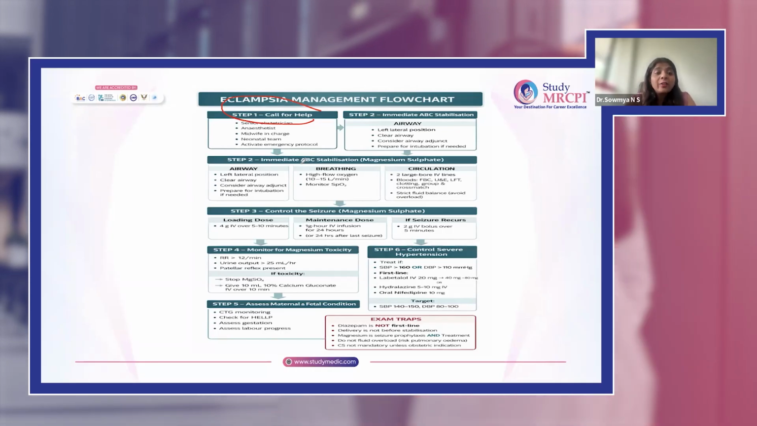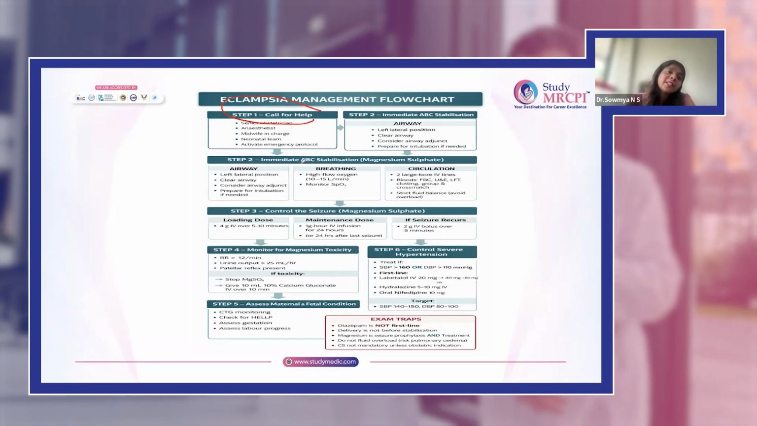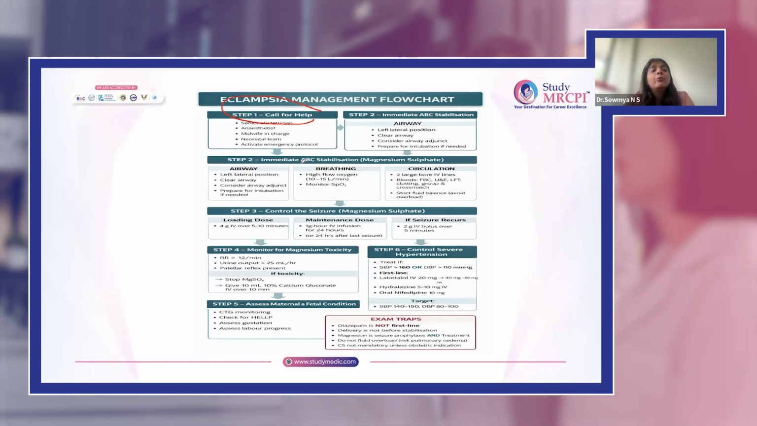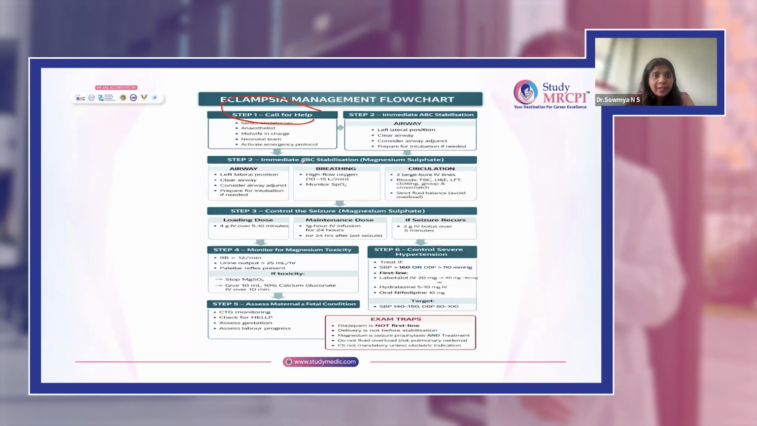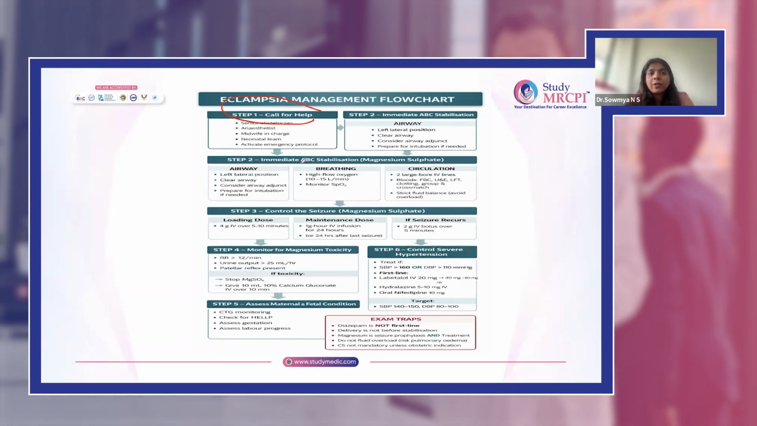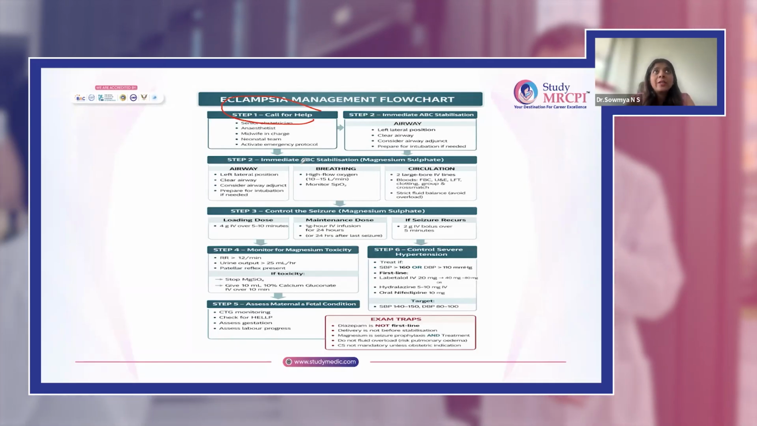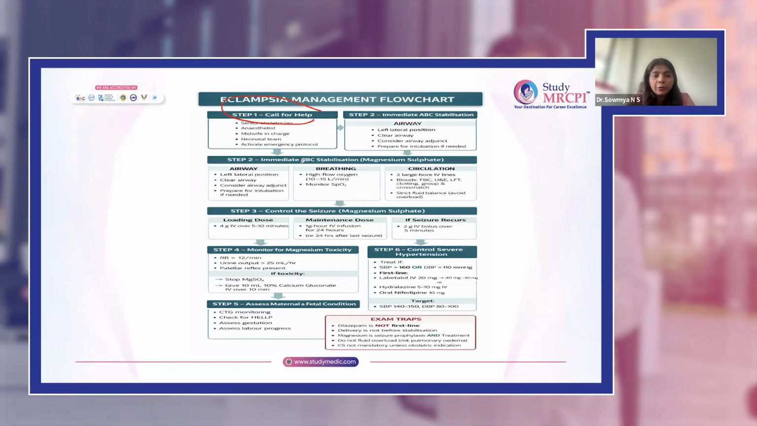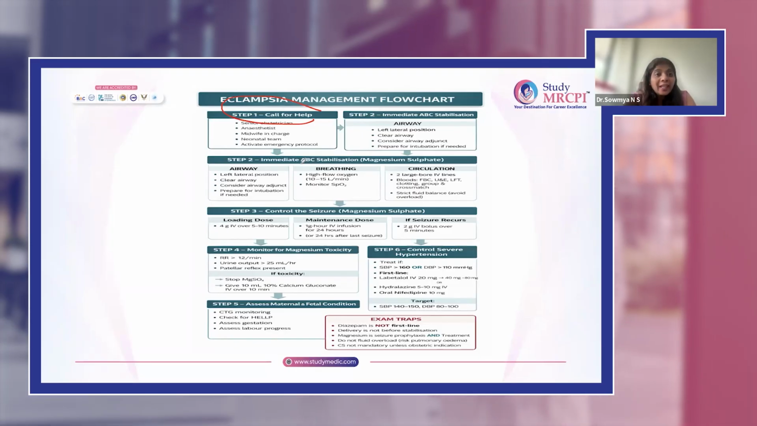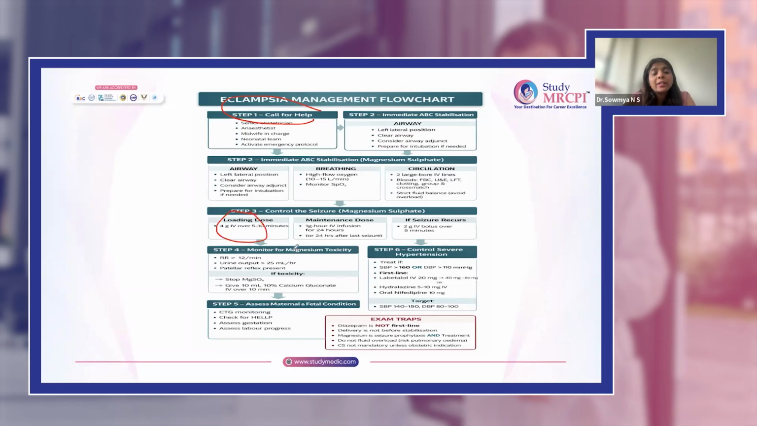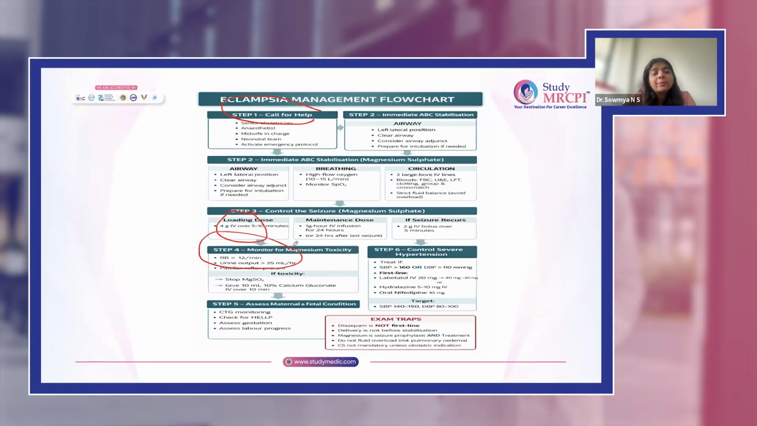So that's the reason you give magnesium sulfate, which is given 4 gram IV over 5 to 10 minutes. And you would be giving 1 gram per hour IV as a maintenance dose, as a continuous infusion. And if seizure recurs, again, even with infusion, you can give a bolus dose of 2 gram. Meanwhile, this is important for your SBA, you have to be monitoring the magnesium toxicity.